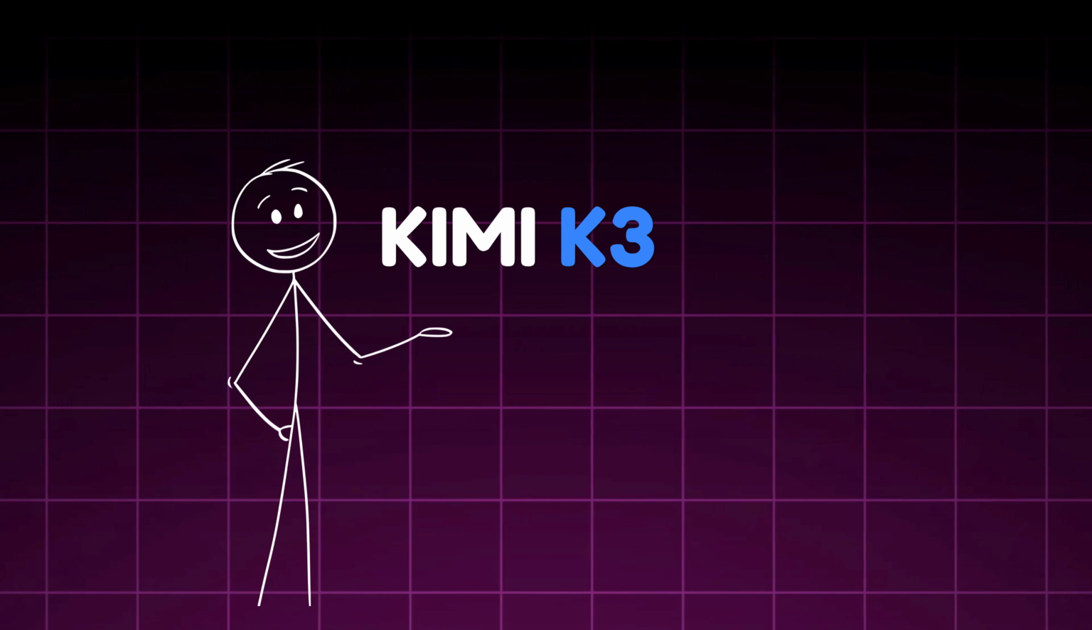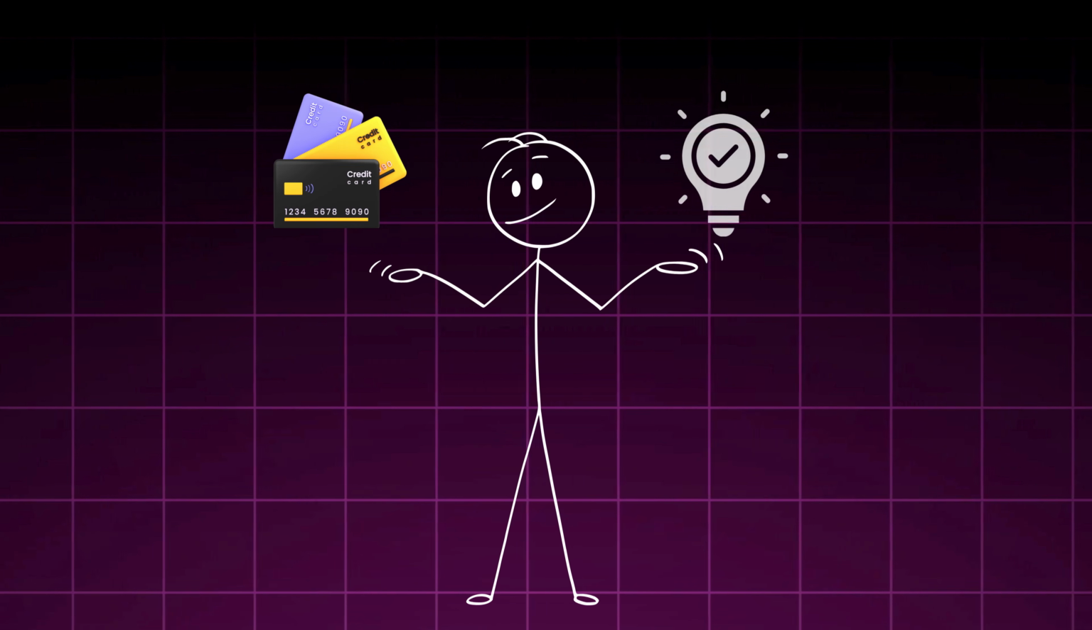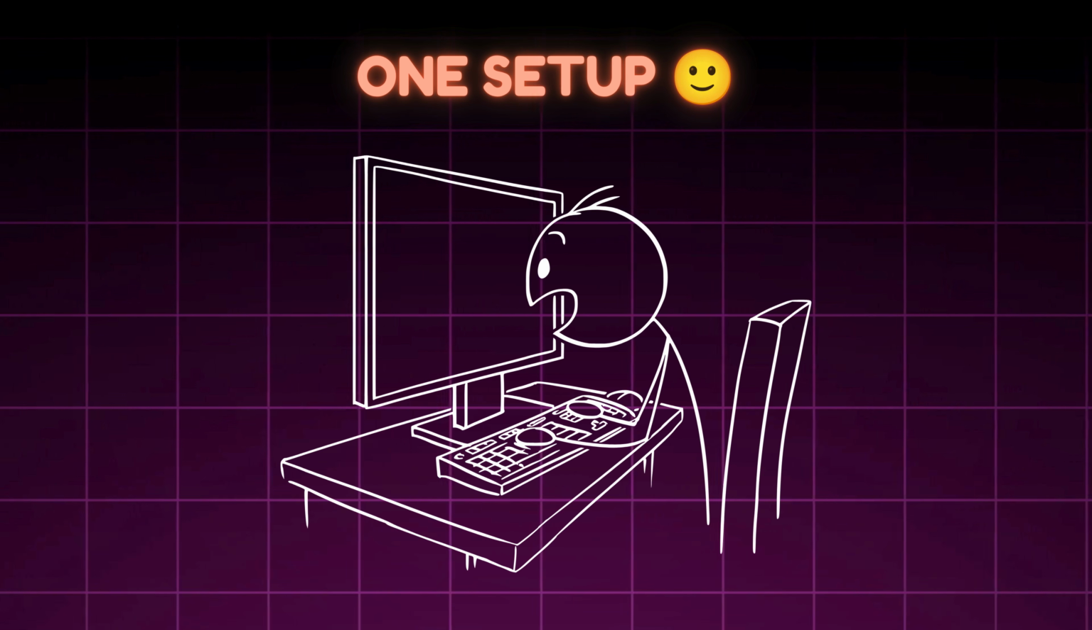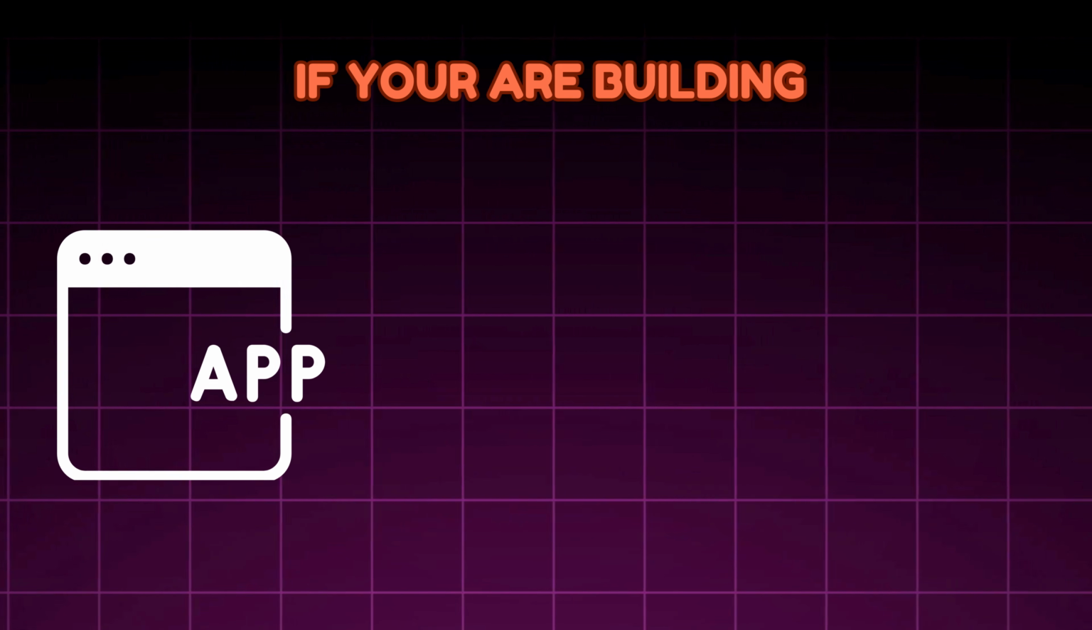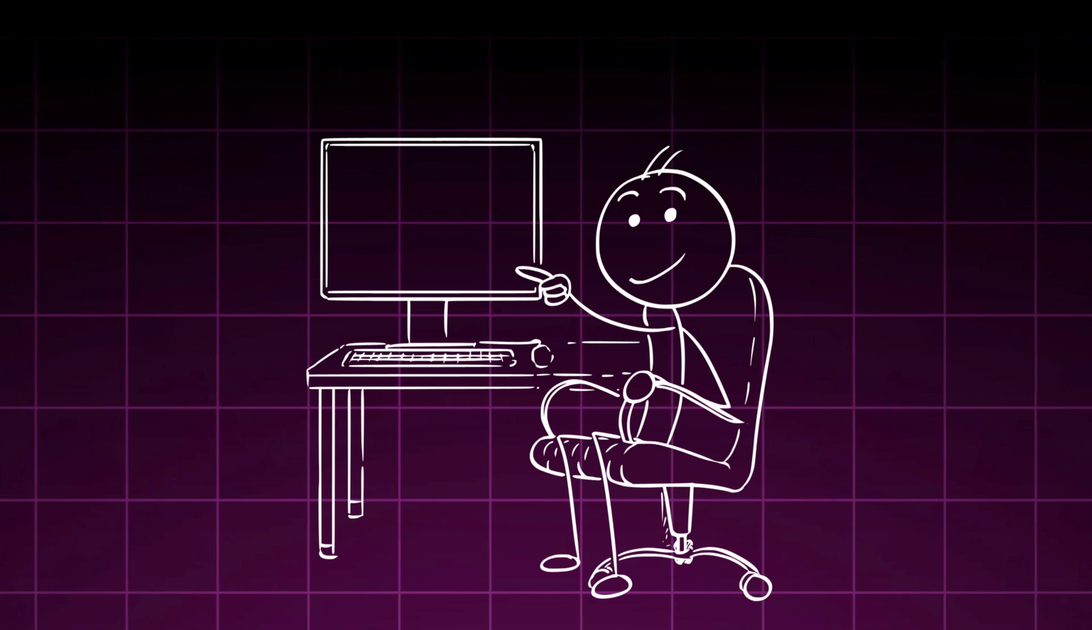I just found a way to use Kimi K3 completely free inside VS Code. No credit card, no sketchy tricks. Just one setup and you're ready to code. If you're building apps, AI agents, or websites, you're gonna love this. Let me show you exactly how to get it running.